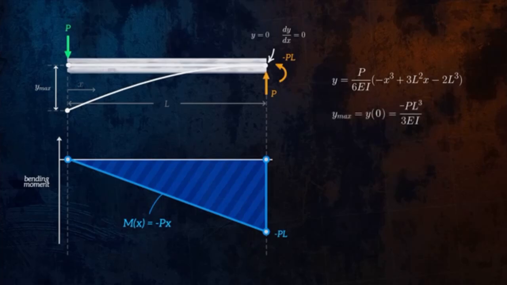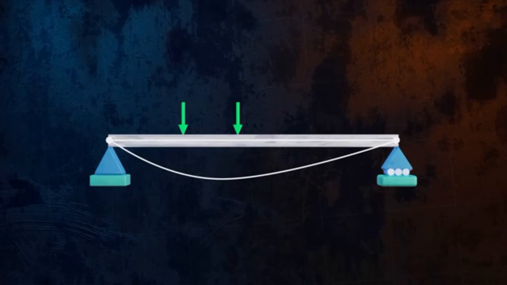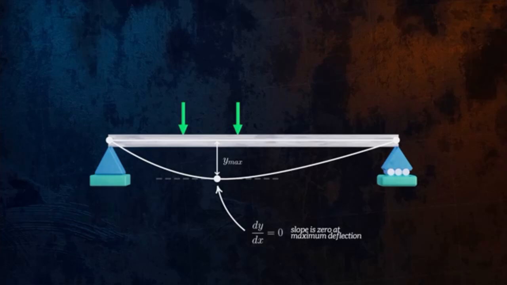For cases where the location of maximum deflection is less obvious, like for this simply supported beam, we can observe that the slope of the beam will be 0 at the location of maximum deflection. So by setting the slope equation equal to 0, we can figure out the location of y max.